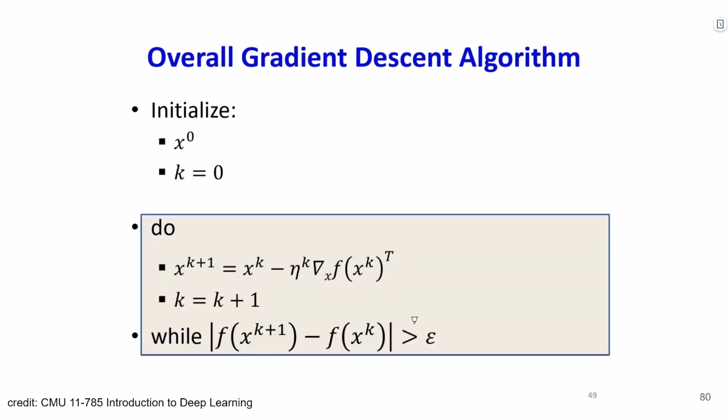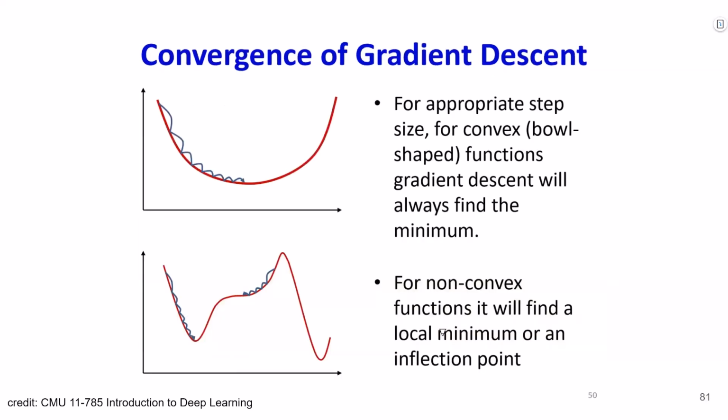Our gradient descent algorithm looks like this. So we first initialize and then update our values over and over until this criterion is satisfied. And for appropriate step size for convex functions, gradient descent will always find the minimum. However, for non-convex functions, it will find a local minimum or an inflection point.